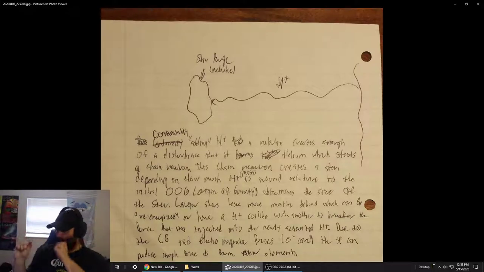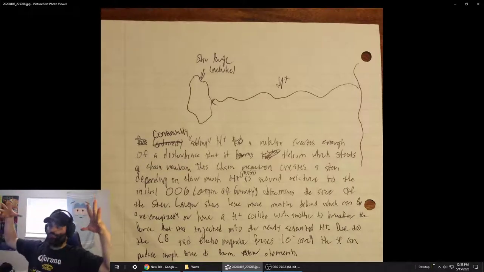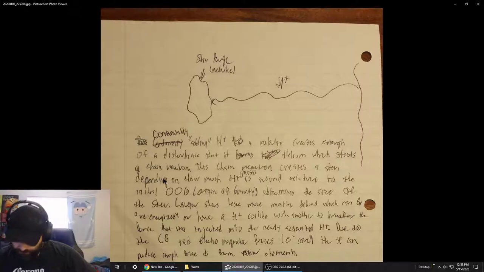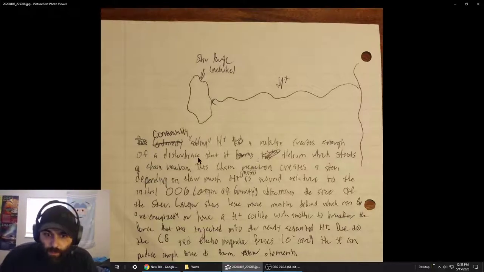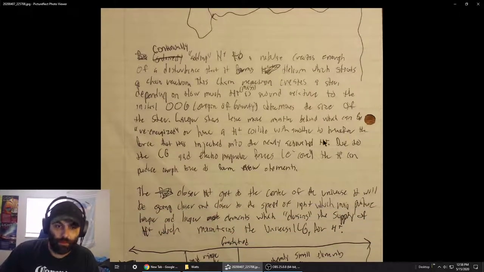condensation? So the hydrogen, helium. Helium's heavier, so it's going to start drawing in stuff because of its gravity. Another hydrogen, helium, and it's going to start to form a star. The star's going to then emit photons, which is then going to go out and hit the dark matter. Adding hydrogen and nebula creates enough of the disturbance that forms the helium. What did I say?